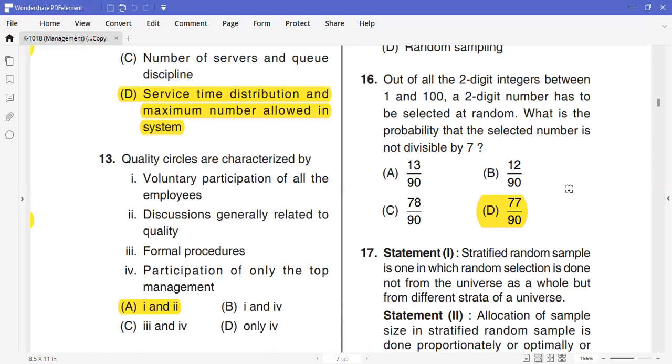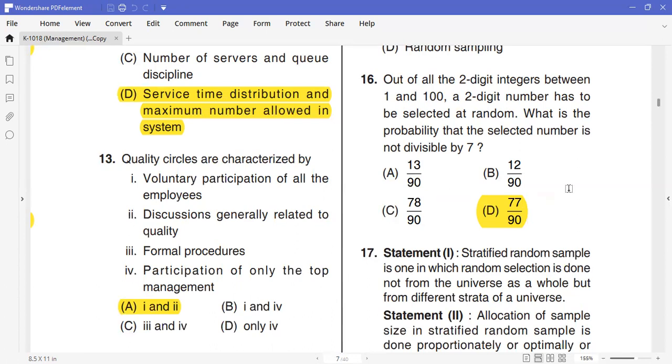What is the probability that the selected number is not divisible by 7? So first of all, you have to know how the probability works. Probability P of A is given by n of A divided by n of S. That means out of the total given sample, you are selecting some sample. So that is how the probability formula works. P of A is equal to n of A divided by n of S.